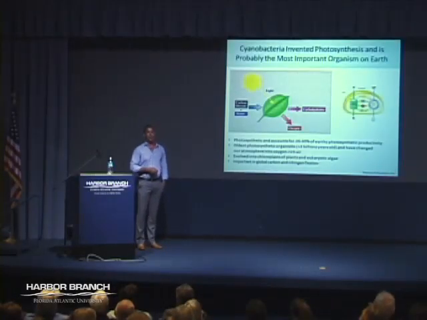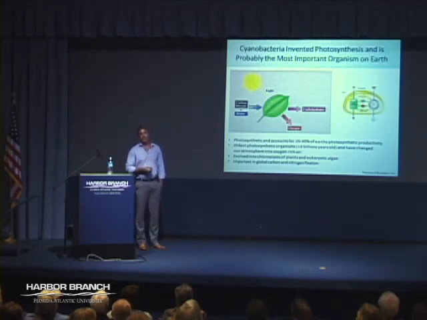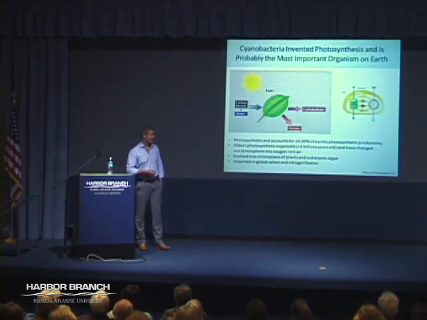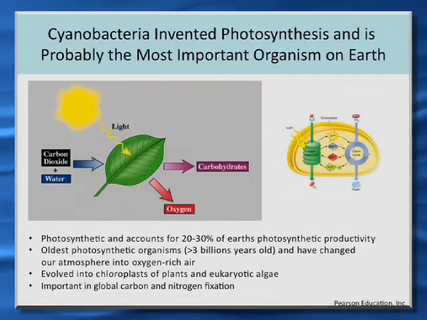They also, according to the endosymbiotic theory, the chloroplast in eukaryotic algae and plant cells where photosynthesis occurs is hypothesized to be cyanobacteria that at some point has been engulfed by plant cells. So cyanobacteria really invented photosynthesis. And so I think life on the planet today would be very different without cyanobacteria. They really invented one of the most important biological processes on the planet. And they're also enormously important for global carbon cycling and nitrogen fixation on the planet.